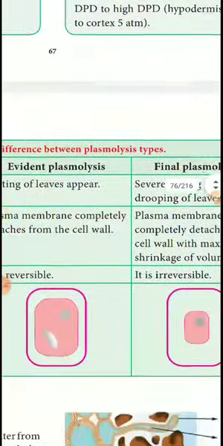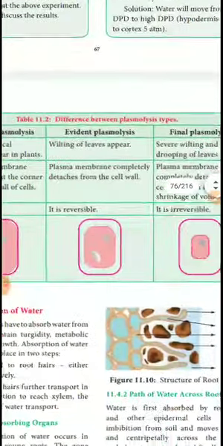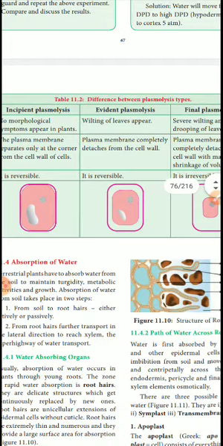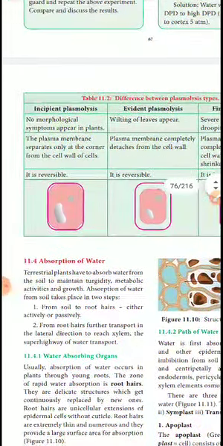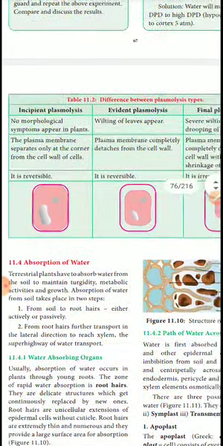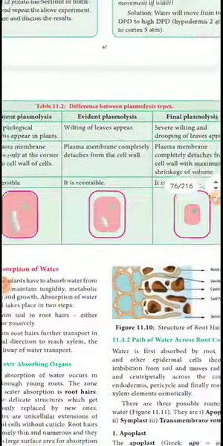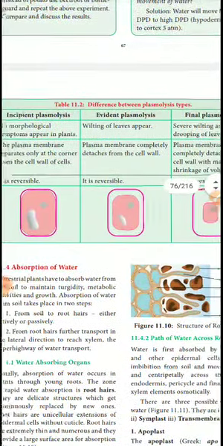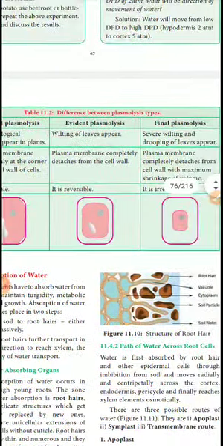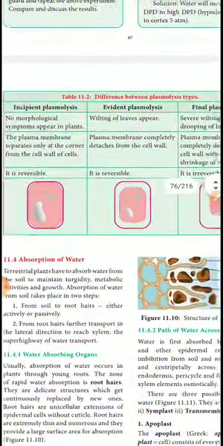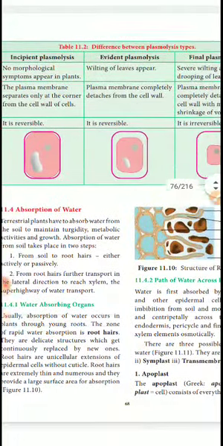Okay, next, what is the difference between the types of plasmolysis: incipient, evident and final plasmolysis. In incipient plasmolysis there are no morphological symptoms. In evident plasmolysis, wilting of the leaf appears, severe wilting and drooping, and the plasma membrane completely detaches from the wall. Final plasmolysis is maximum shrinkage of the volume. All three of them are reversible.